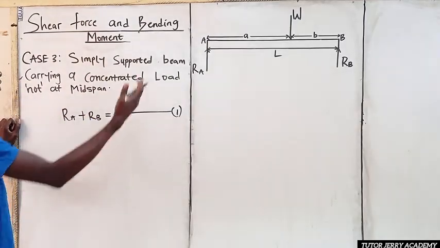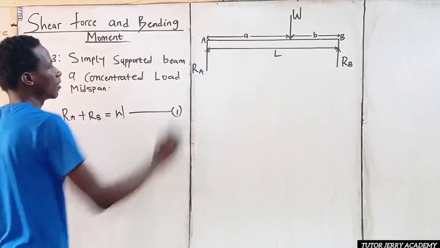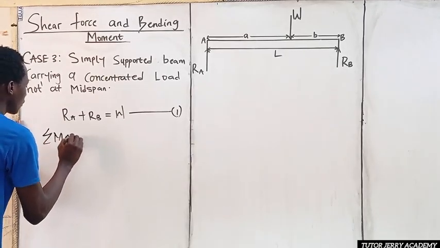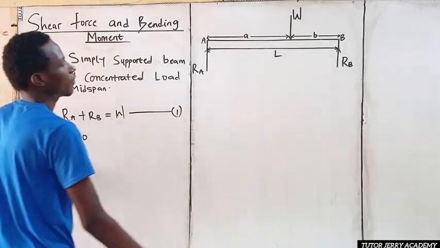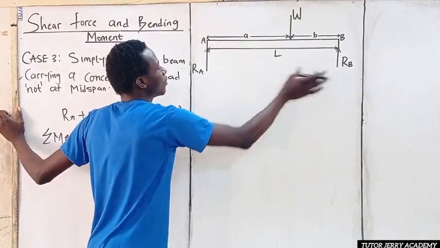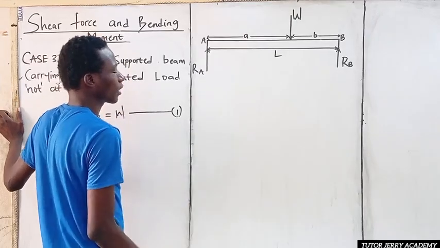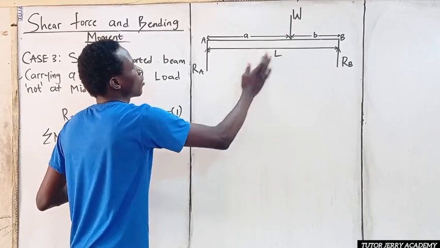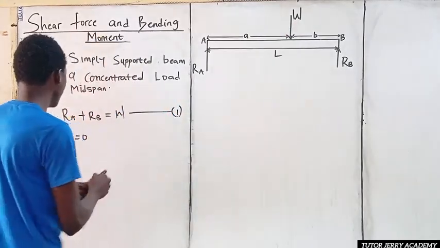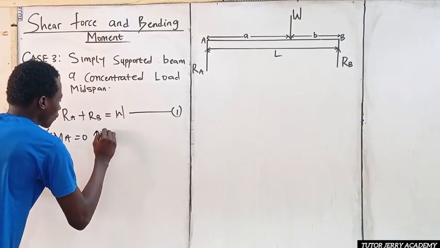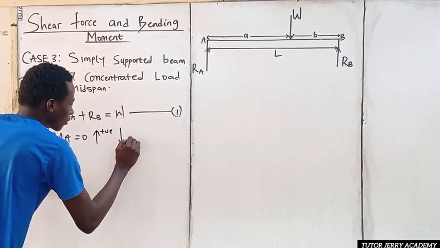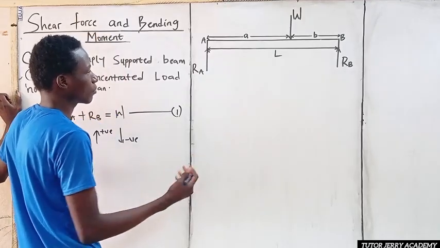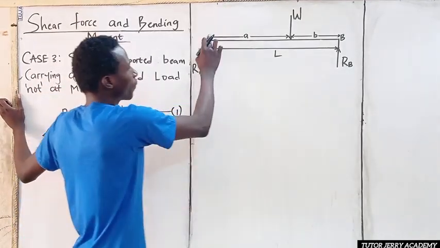Next, we are going to take moment about point A. If we take moment about point A, the summation of moment about point A is equal to 0. We are going to have RB multiplied by L, which is the total length, minus W multiplied by A. In this case, we are considering all upward force as positive and all downward force as negative. Of course, we know that moment is nothing but force times perpendicular distance.